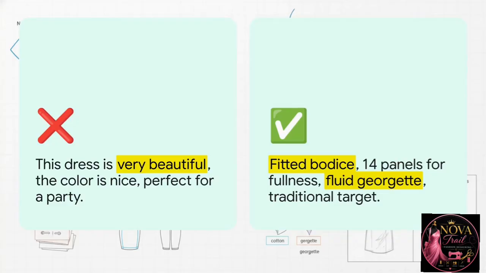So, what's the difference between a novice and a pro? It's the vocabulary. A poor analysis relies on subjective, vague opinions like, "Oh, this dress is very beautiful, perfect for a party." A professional analysis relies on hard, technical facts. This Anarkali silhouette features a fitted bodice and 14 panels joined at the waistline seam. The fluid georgette fabric supports the drape. See the difference? That is the exact objective vocabulary expected of you.